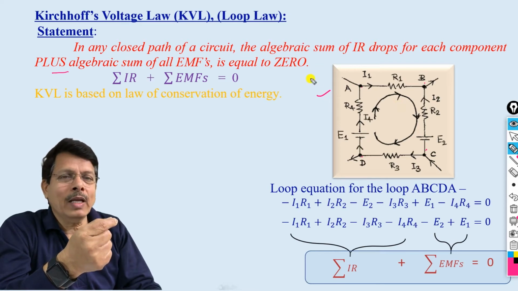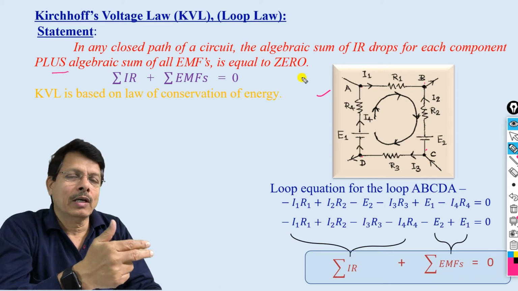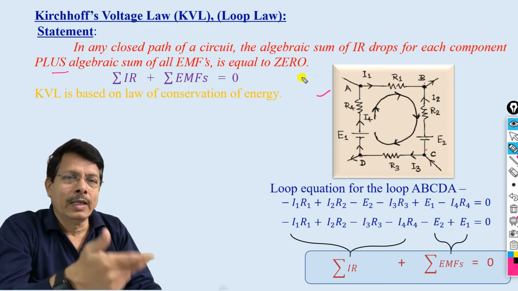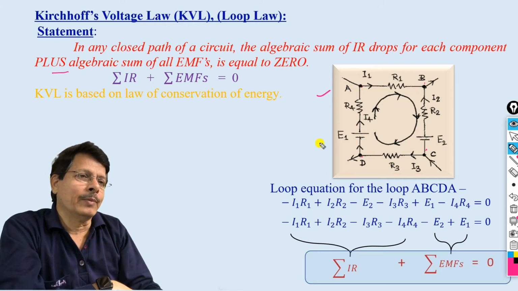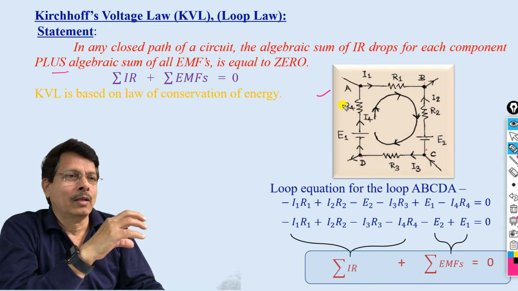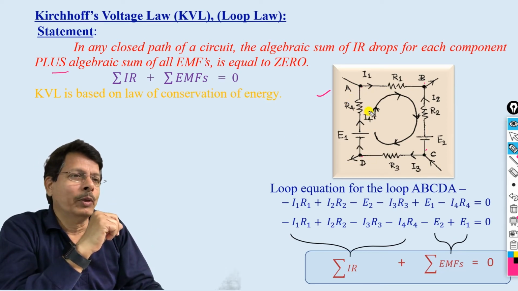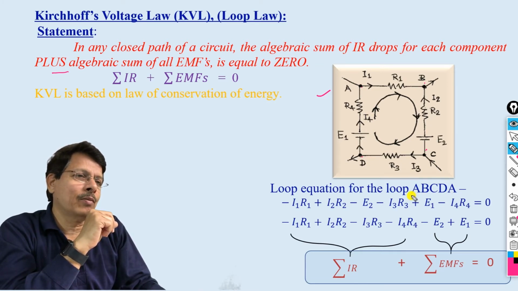That's why as it moves through a resistor, there is a fall in voltage, and of course it depends upon the direction of the current. So let us consider this particular loop. Here you can write the loop expression. Let us see the loop equation for loop A, B, C, D, A. That means we are starting from point A, then going through B, C, D and back to A.